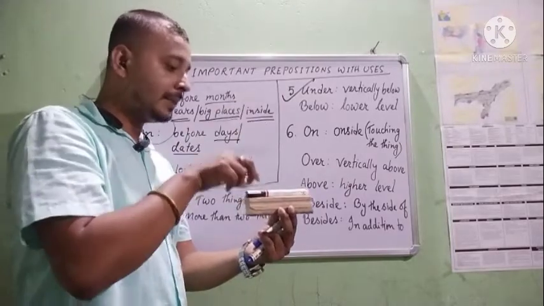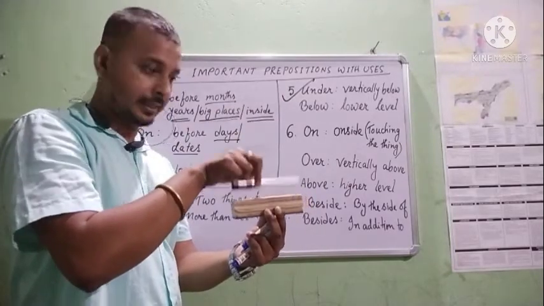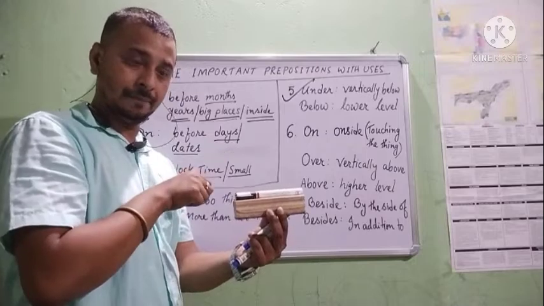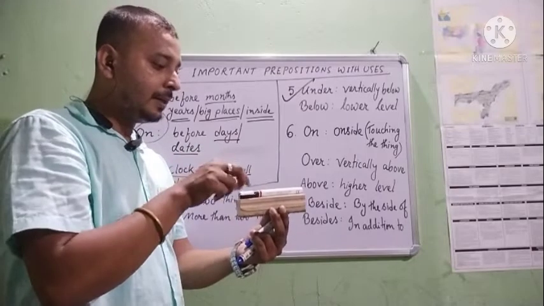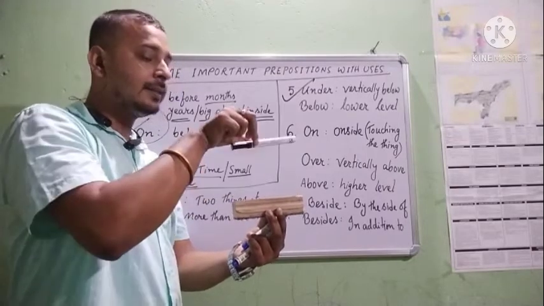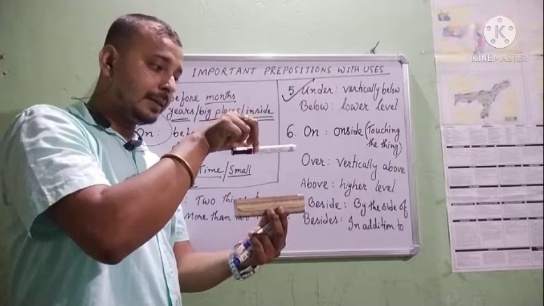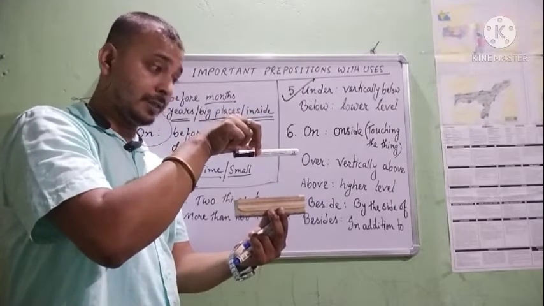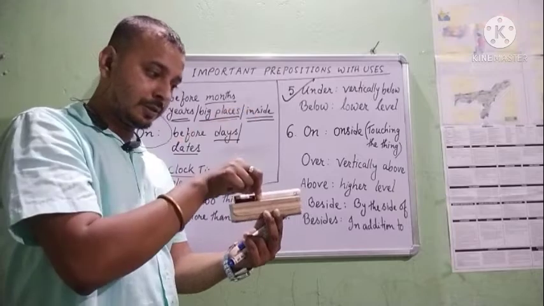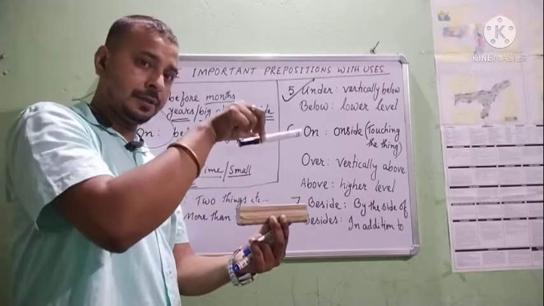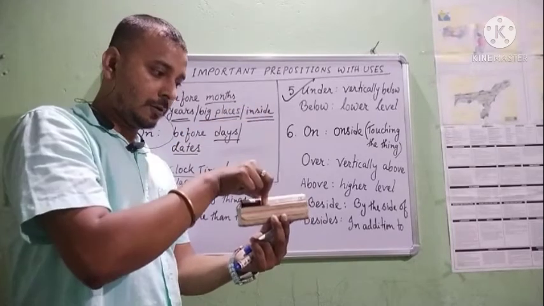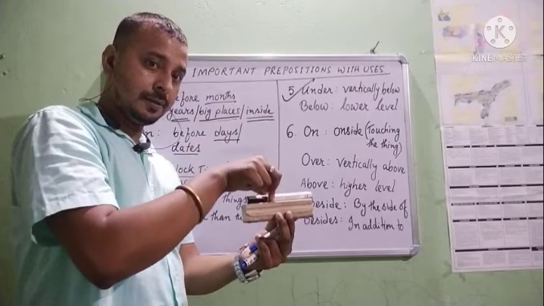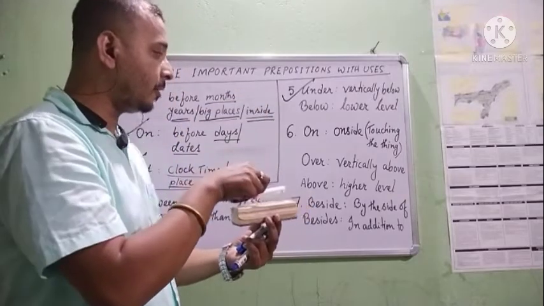Why on the table? The marker is touching the table. It is touching like this, touching the table. But over, if I say, this time also, the marker is on but not on here, because it is not touching, so it is over. So when it is touching, it is on; not touching, over. On, over, on, over. So this is on and over.